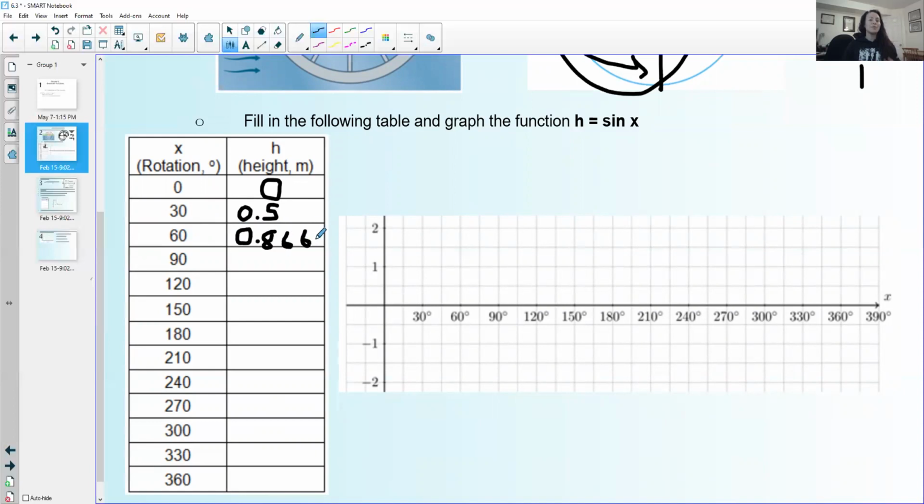Try and keep a few decimals. I know it's not going to be perfect. And then at 90, sine of 90 is 1. You're going to continue, okay? Once you have completed your table of values, I've given you a graph here.